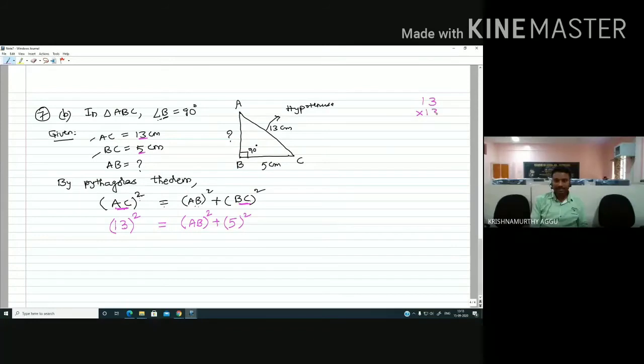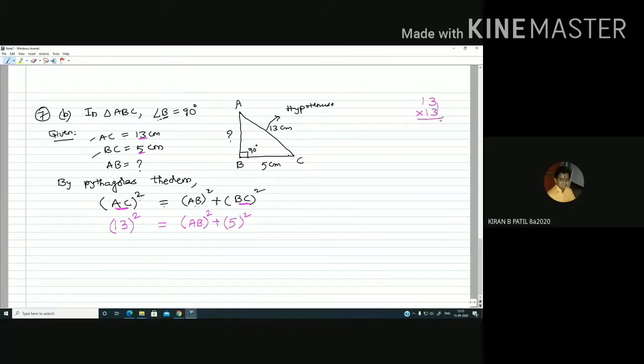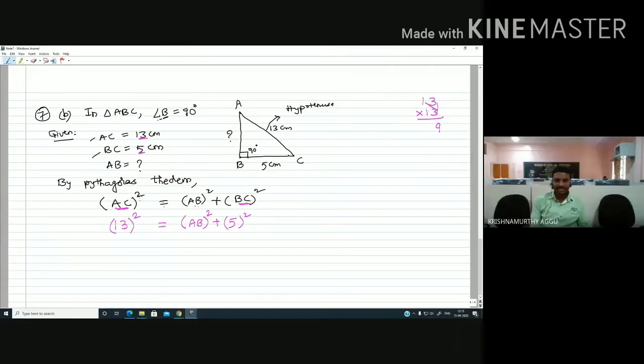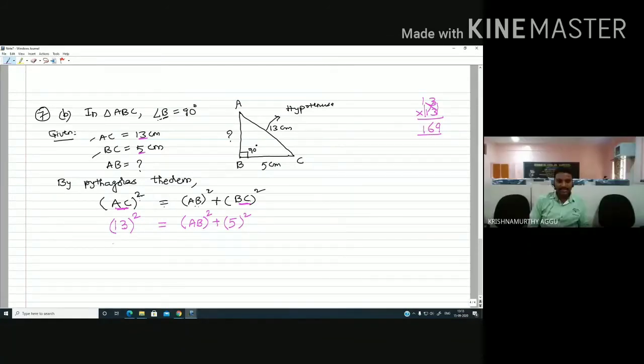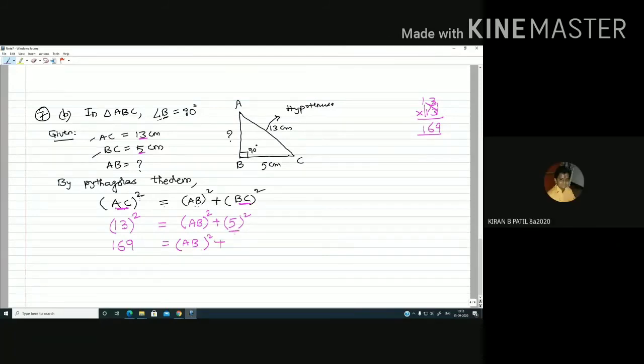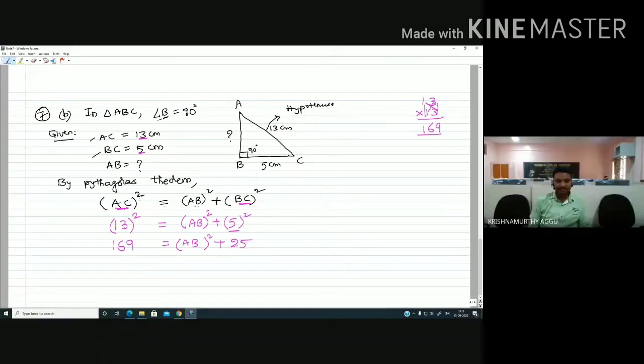If you don't know, let us do it like this in rough work. 3 into 3 is 9, 3 into 1 is 3, 1 into 3 is 3, totally 6, 1 into 1 is 1. So 169. 13 square means 13 into 13, that is 169, equals AB square plus 5 square. 5 square means 5 into 5, that is 25.